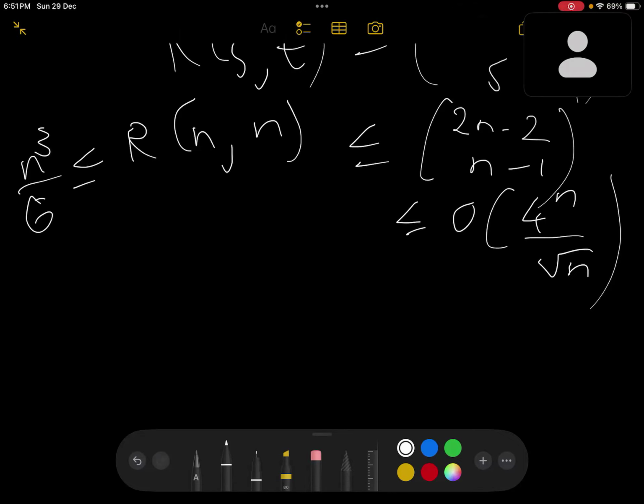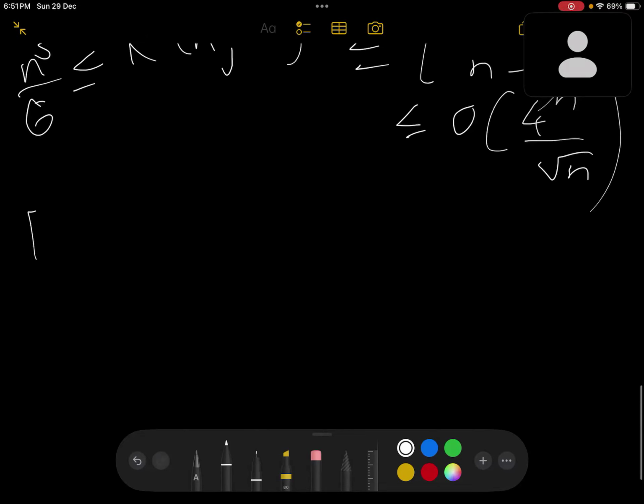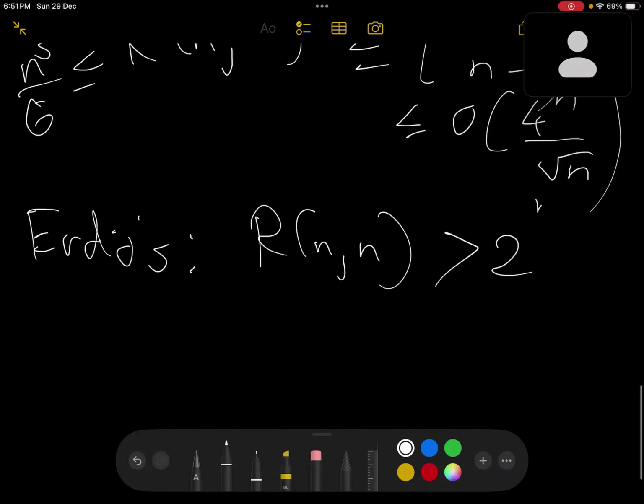Someone had constructed a graph with n cube by 6 vertices and colored its edges in 2 colors so that a monocolored copy of K_n did not exist. For a long while we were stuck on this polynomial lower bound. It's pretty bad. Until Erdős proved the following. That's a massive improvement over n cube. From n cube by 6, you go to exponential lower bounds, 2 raised to n by 2, which is root 2 raised to n. The root 2 has not been improved so far.